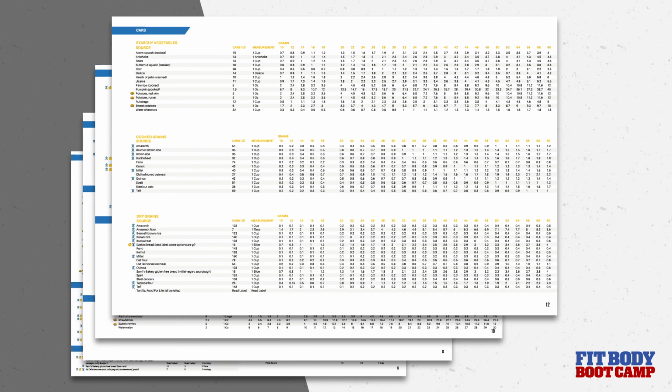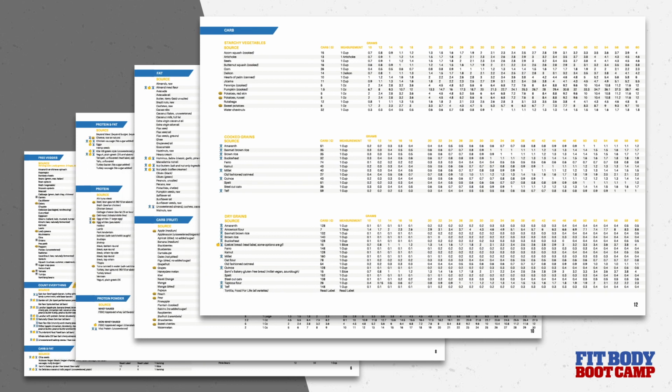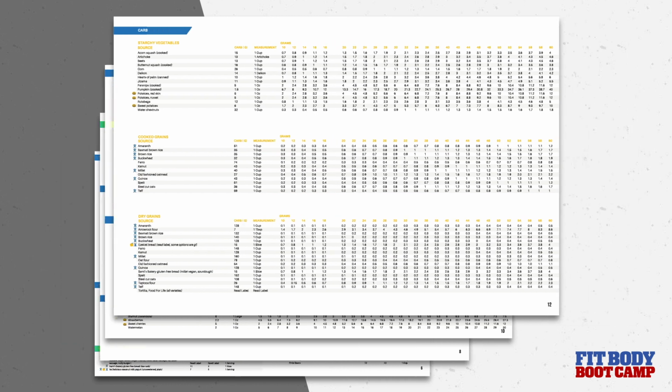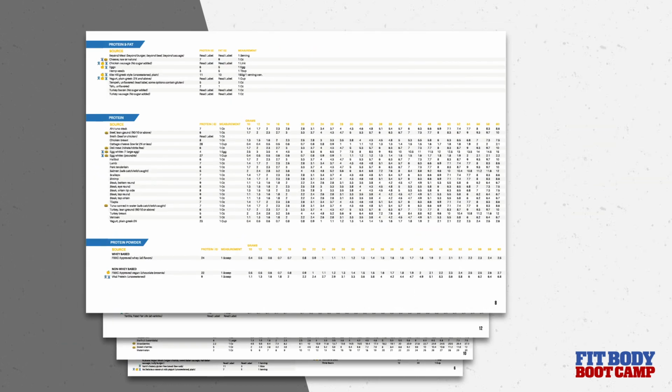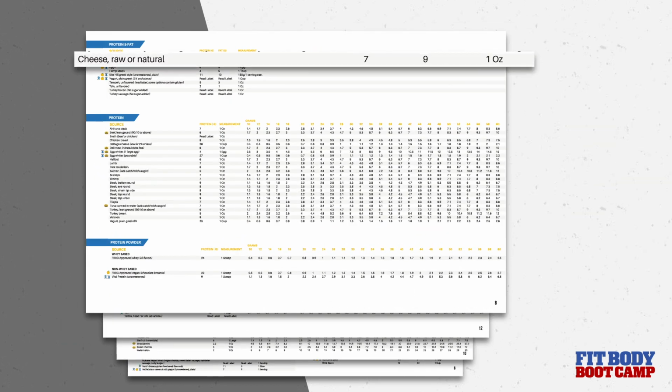In the food list, you'll also see a few food categories that include combinations of 2 macros, like protein and carbs, carbs and fat, and protein and fat. With these foods, you'll count both macros that are listed next to the food. For example, cheese is listed in the protein and fat category, so if you eat cheese, you'll count the protein and the fat macros in cheese.